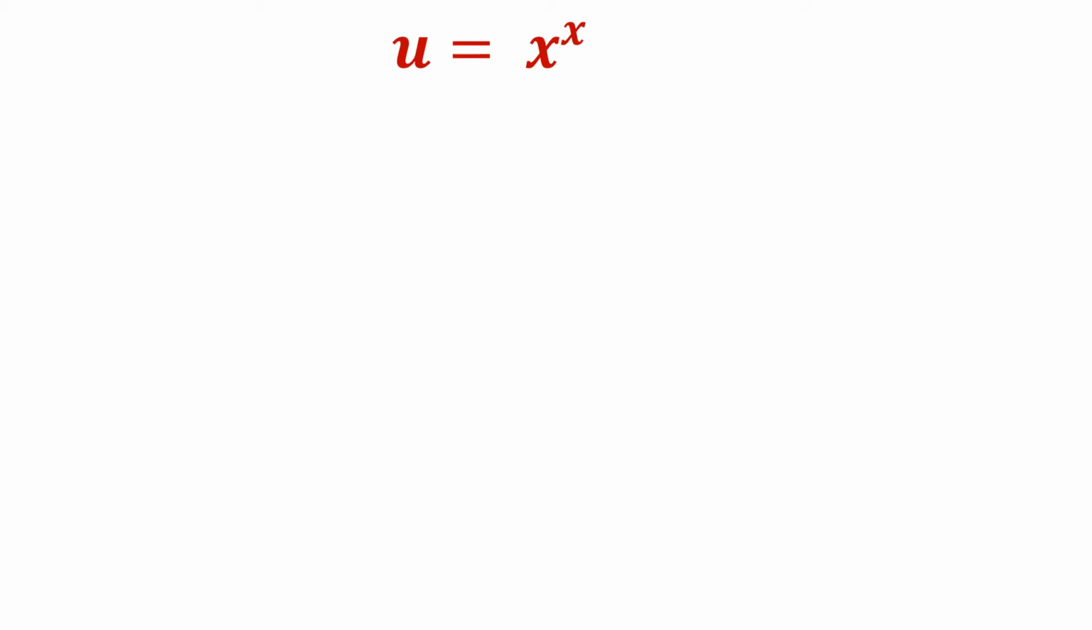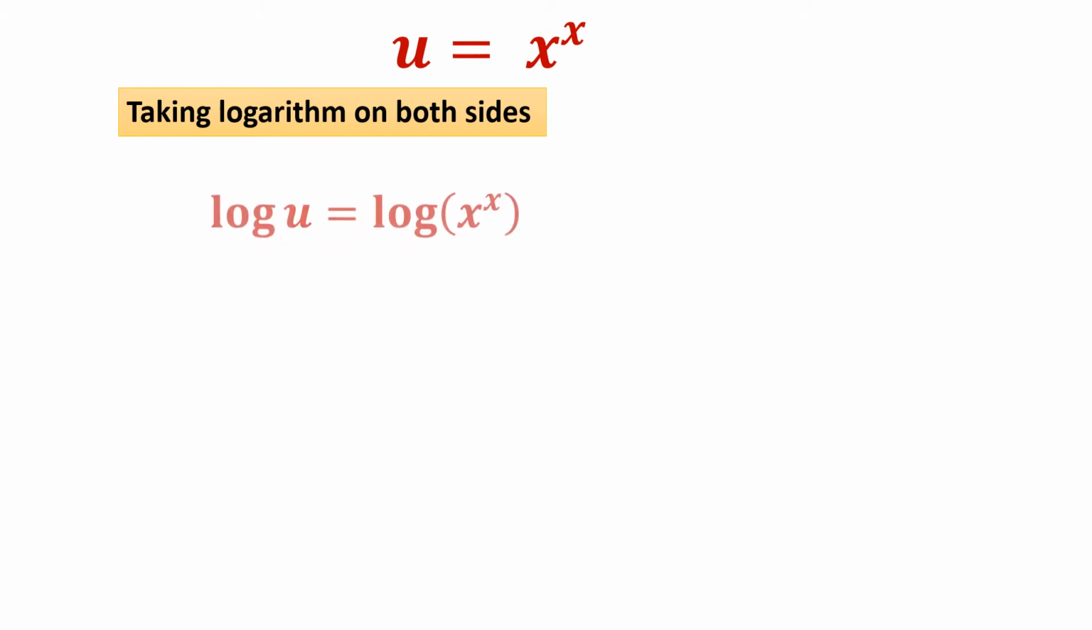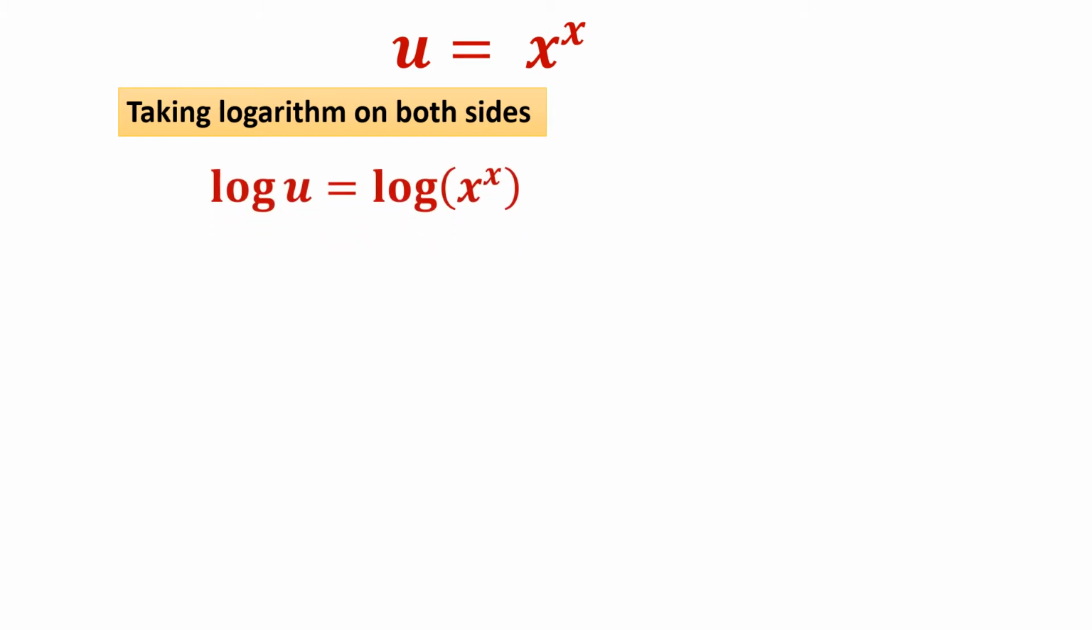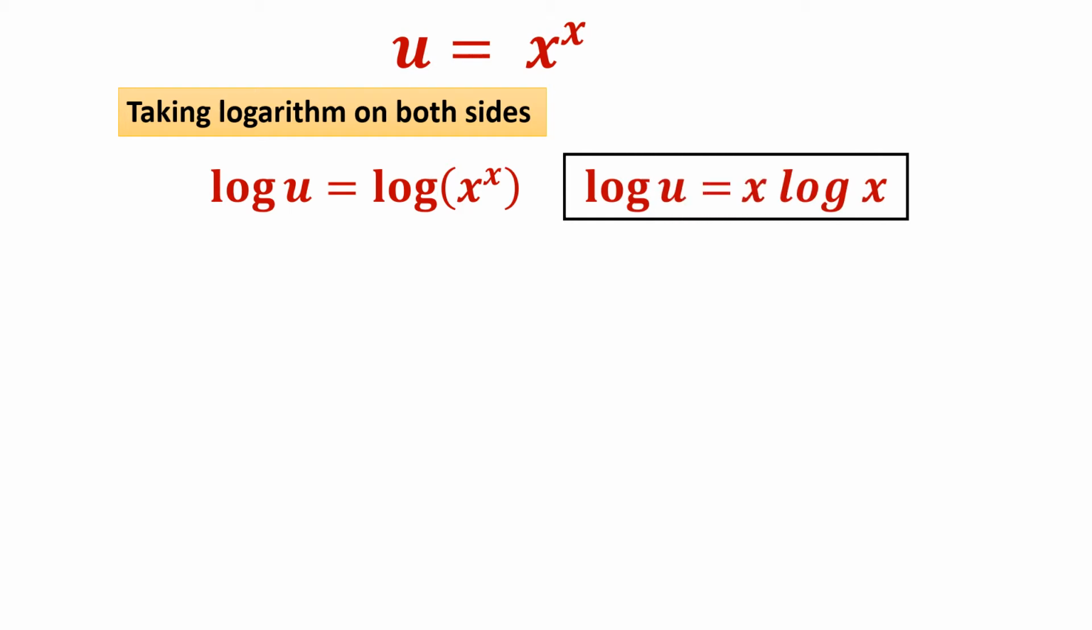We are taking u is equal to x power x. Take logarithm on both sides. Log u is equal to log of x power x. The base is x, the power is also x. It will become log u is equal to x log x.